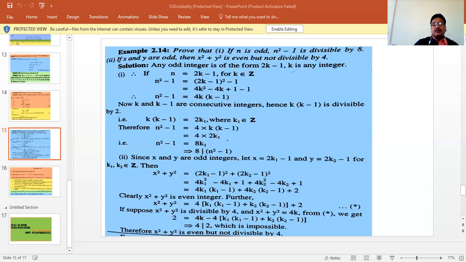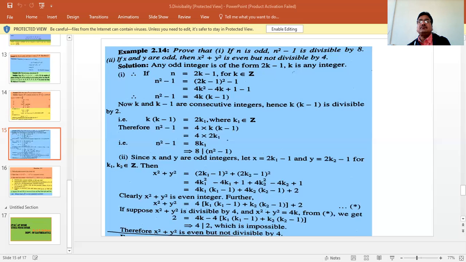Then take 4 common from these quantities. Then we have 4 in bracket, the quantity k minus the other bracket, and that bracket is an integer. This means we have expressed 2 in the form 4 into some integer, which implies 4 divides 2, but this is a contradiction. It is impossible that 4 divides 2. And why does this contradiction arise? Because our assumption is wrong that x square plus y square is divisible by 4, and therefore x square plus y square is not divisible by 4. Here we have x square plus y square is an even integer, so the aggregate statement is: x square plus y square is an even integer but not divisible by 4.